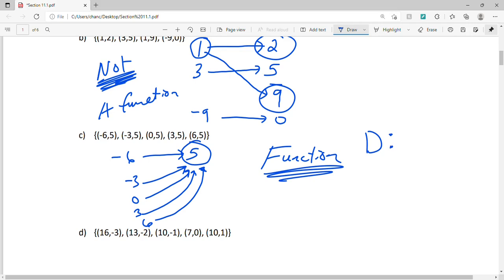What is the domain of this function? Well, it's all of the x values. That's -6, -3, 0, 3, and 6. What is our range? A range, well, there was only one possible output, and that's a 5. So our range is just 5.